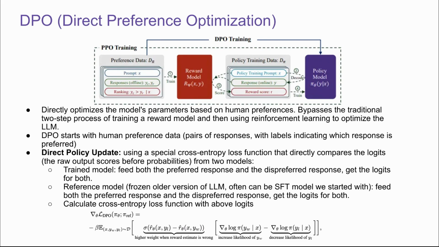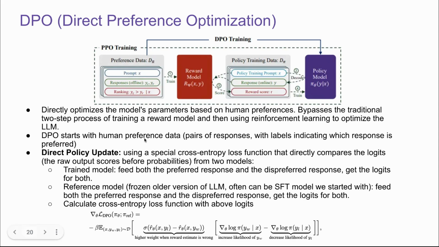And during the time you train the policy, you still need to train a critic, a value model. There is a lot of complexity and computation needed for PPO. So DPO wants to do something different. It directly optimizes the model's parameters based on human preferences. It bypasses the traditional two-step process of training a reward model and then using the reward model to train the policy. And in that policy training, you still have to train a critic model.